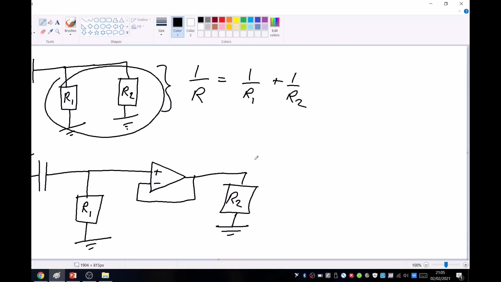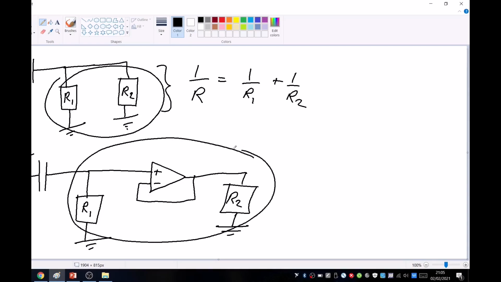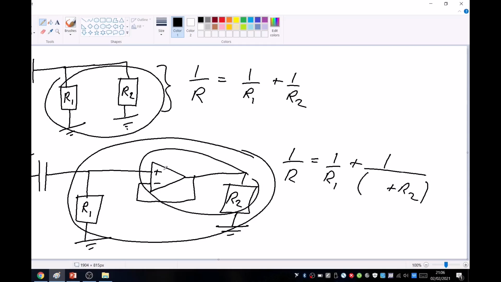The combined resistance of this, 1 over R equals 1 over R1 plus 1 over the resistance of this combination, where we've got R2, and we set this had effectively infinite input impedance. So this is 1 over infinity plus R2. So this term is 0, and therefore R is still R1. So by putting this op amp in here, then we have managed to preserve the characteristics of our filter here.